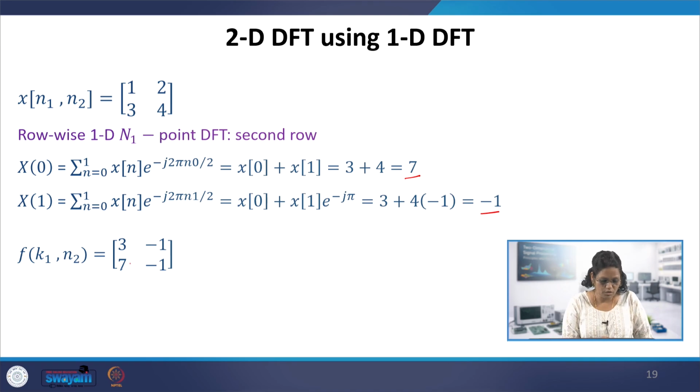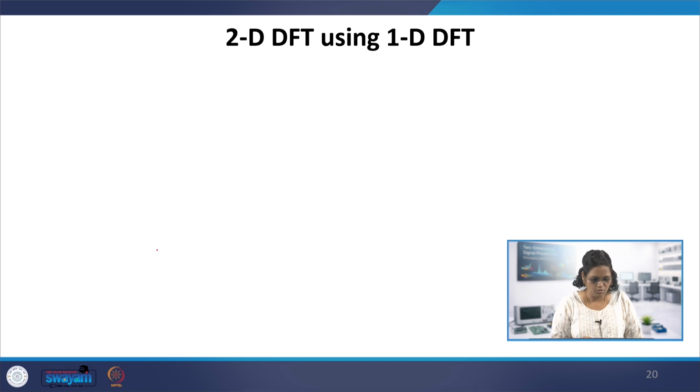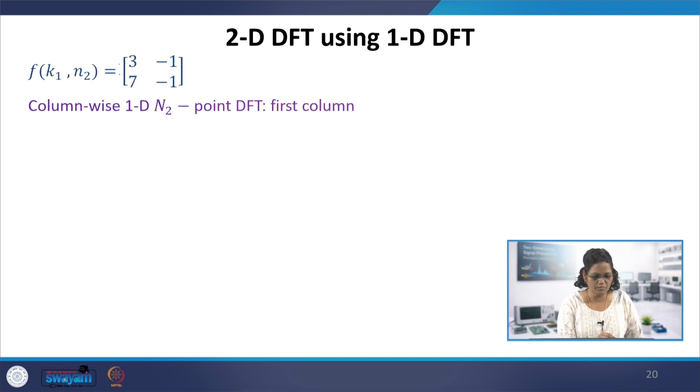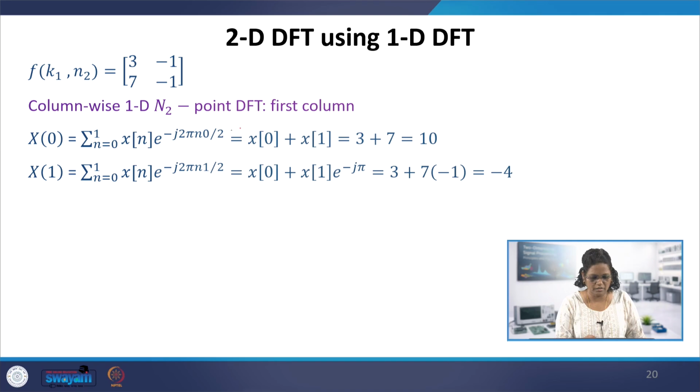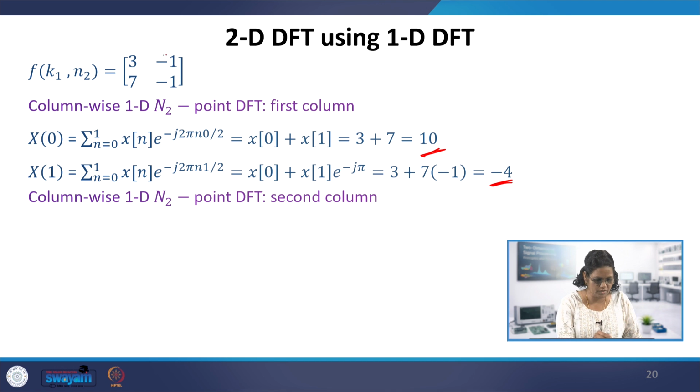Now we have to do the column-wise DFT on this. For the first column, take 3, 7 and compute the 1D n2 point DFT. This is one column and the second column. Here n2 is 2 and n1 is also 2, so there is no distinction, but if we had different values of n2 it would matter. For the first column, applying the DFT equation, you get 10 and minus 4. Then again for the second column, apply the DFT equation.